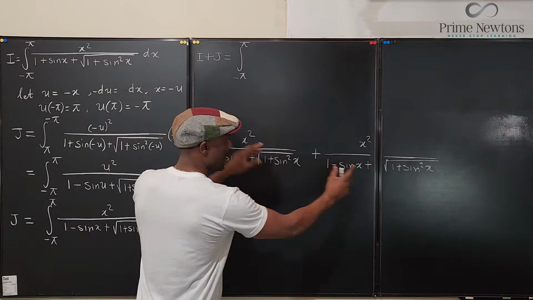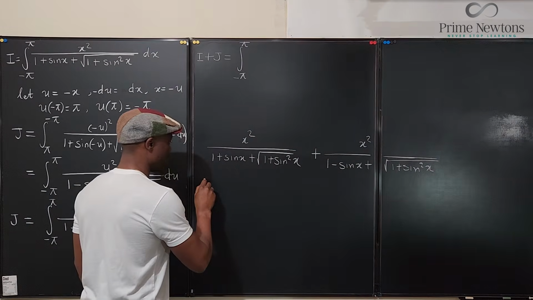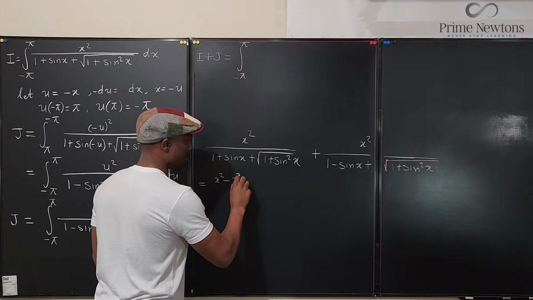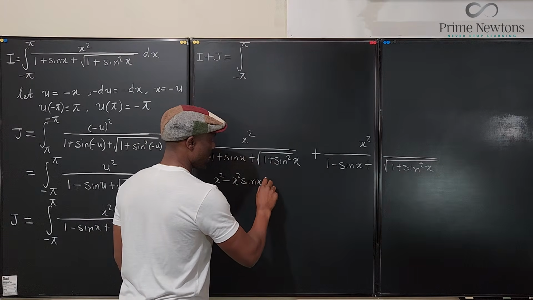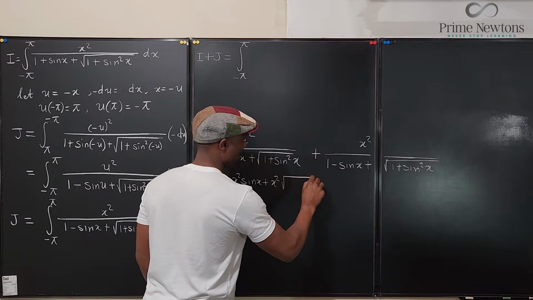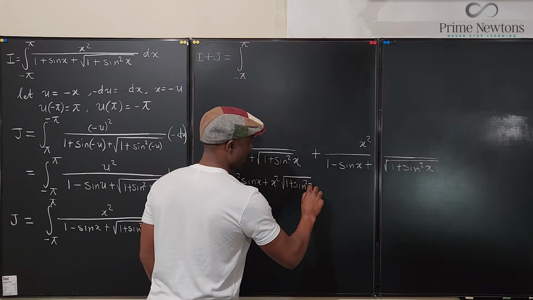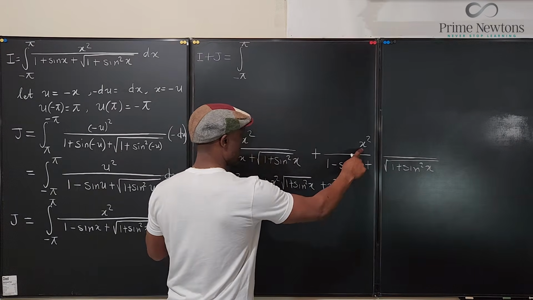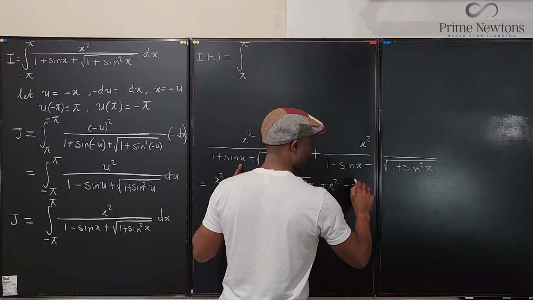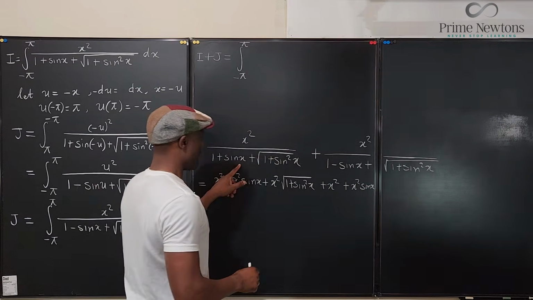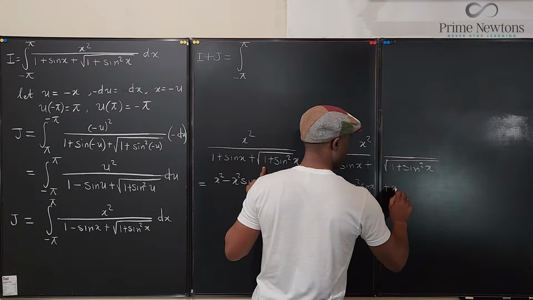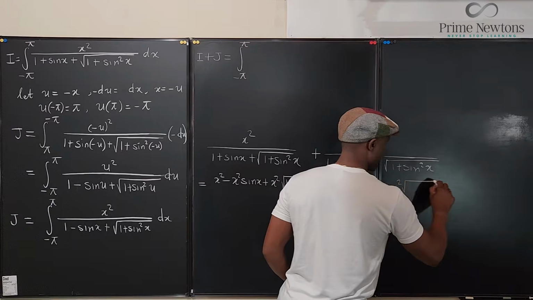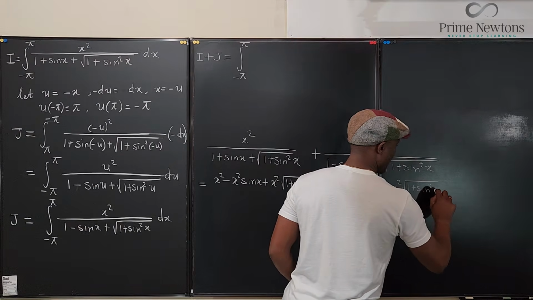If you multiply this and you multiply this, this is going to be equal to x squared minus x squared sine x plus x squared square root of 1 plus sine squared x. And then you multiply here, you're going to have plus x squared. This times this is going to be plus x squared sine x. And then you're going to have plus x squared square root of 1 plus sine squared x.